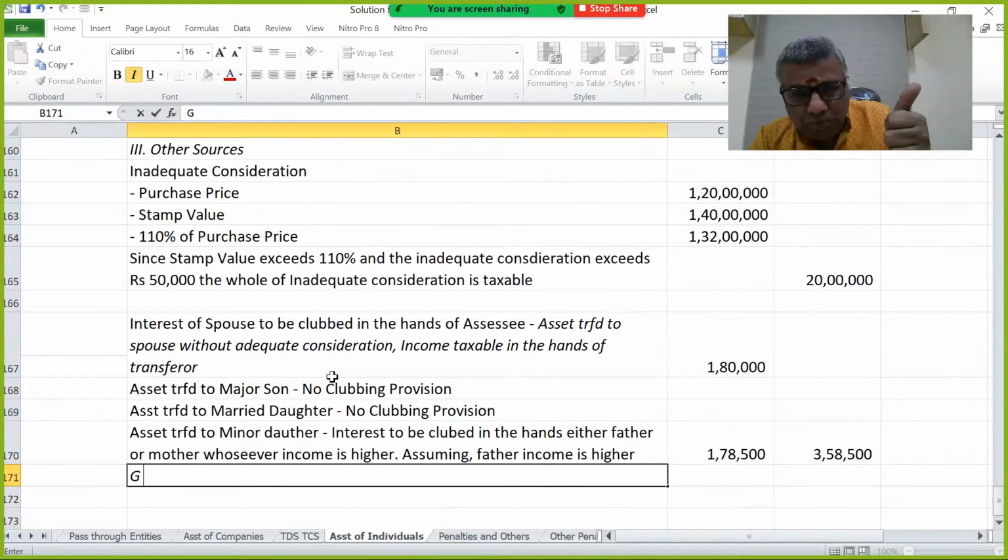Asset transferred to spouse, asset transferred to daughter-in-law, asset transferred to any other person for the benefit of spouse or daughter-in-law: in these three cases, income is clubbed. Major son and major daughter will not be clubbed. Why am I clubbing the minor daughter here? Because for minors, the provision is that income will be clubbed in the hands of either father or mother, whoever's income is higher before such clubbing. I assumed that person's income is higher.